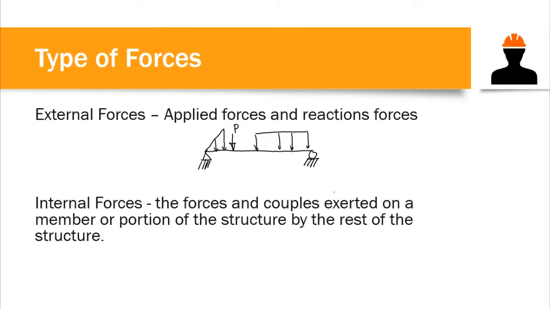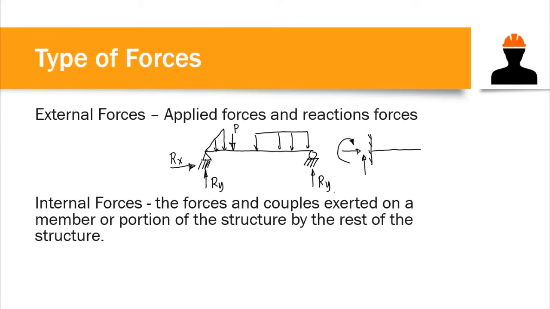If we have a hinge support, we know that we have two reactions: a reaction along the y-axis and a reaction along the x-axis. Now, for a roller support, we know that we have only one reaction, and that is a vertical reaction. But if we have a fixed support, we know that we have three reaction forces: vertical, horizontal, and moment reaction. So these are considered as external forces.